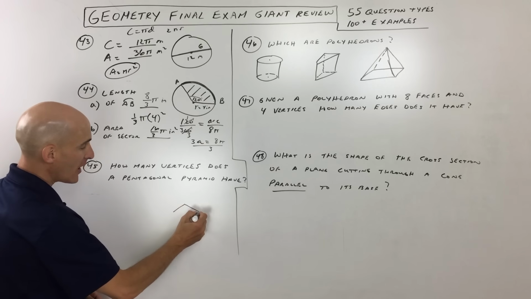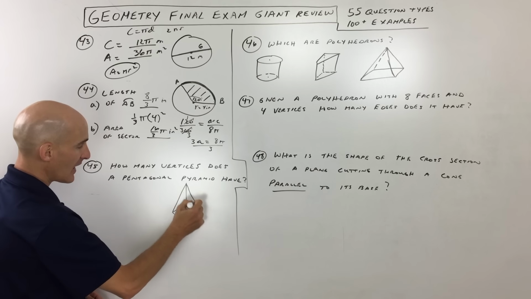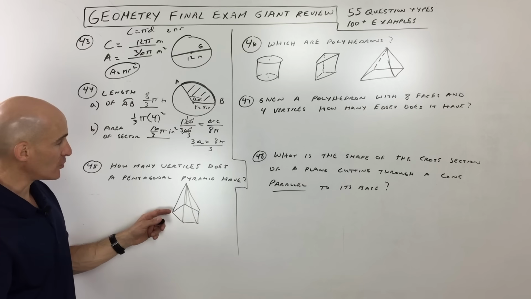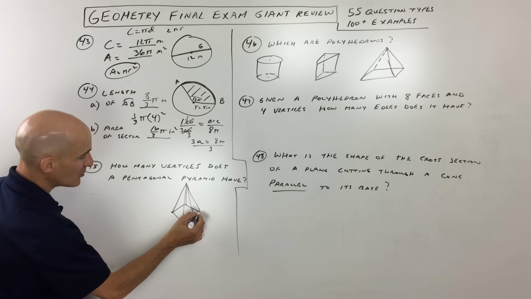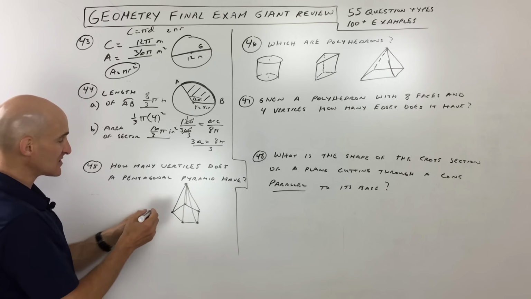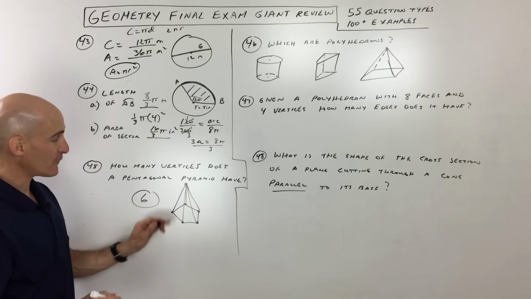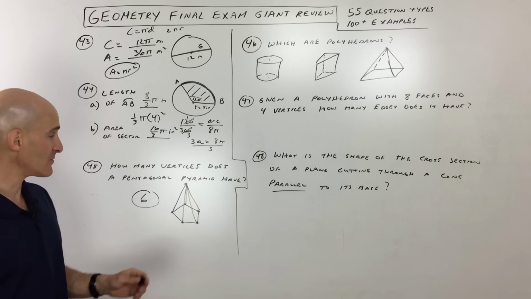Okay, number 45, it says, how many vertices does a pentagonal pyramid have? Well, let's see if we can draw it. So basically, a pentagonal pyramid means it has a base that's a pentagon, right? And it goes to a vertex up here. So the vertices are the points. It's where the edges come together. So I'm counting 1, 2, 3, 4, 5, 6. There's 6 vertices, 6 points. Okay, the edges would be like these segments, and the faces would be in this case the triangles and the pentagons, the polygons that make up the three-dimensional figure.